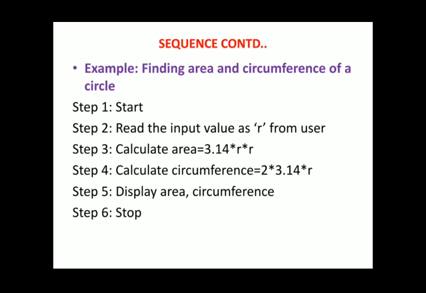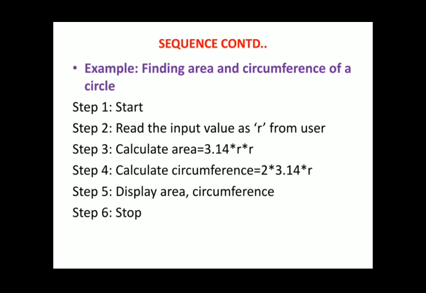Now the circumference of the circle is calculated as 2 into 3.14 into 2. So we get 12.56 as the answer, and now the processed data is assigned to the variable circumference. Now the answer stored in the variables area and circumference is displayed as per the instructions given in step 5. So this is the concept of sequence process. That is, after the execution of one process, the next process will be executed.